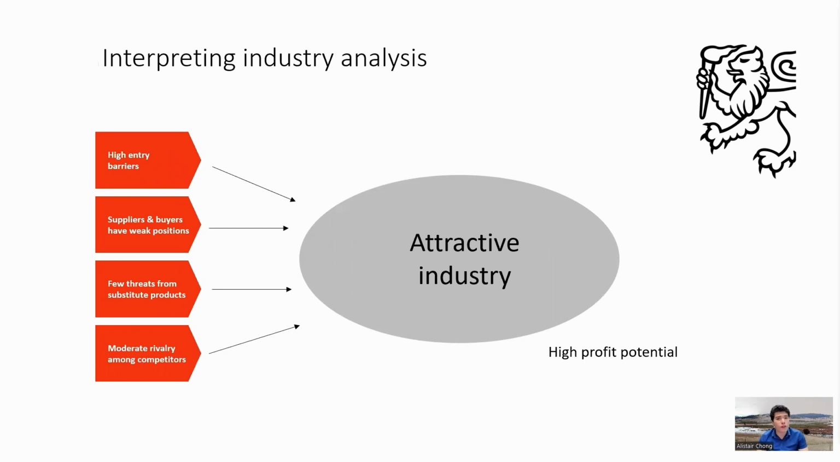So this often is characterized by a number of high entry barriers, so it's hard to get into the market. Suppliers and buyers have weak positions or low supplier and low buyer power, which means that you have the power. Your organization has control. Fewer threats from substitute products, whether you're niche or whether you're special in some way. And moderate rivalry among competitors, being that your product or service is appropriately positioned.